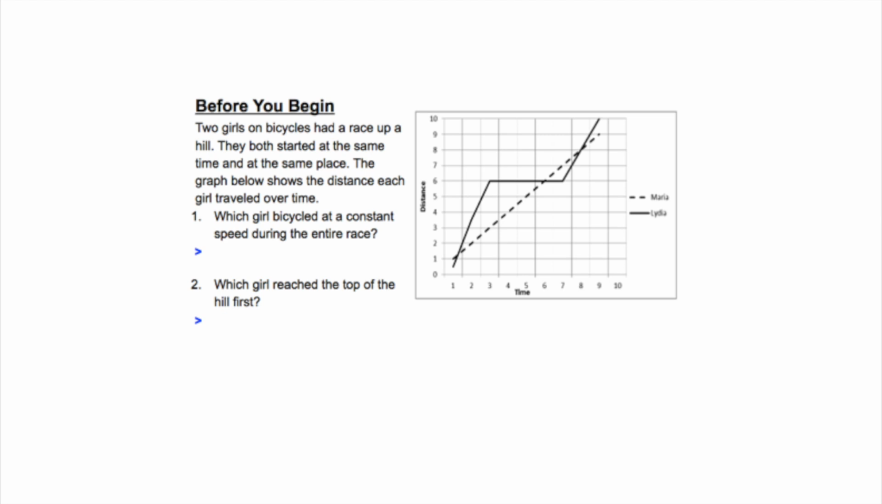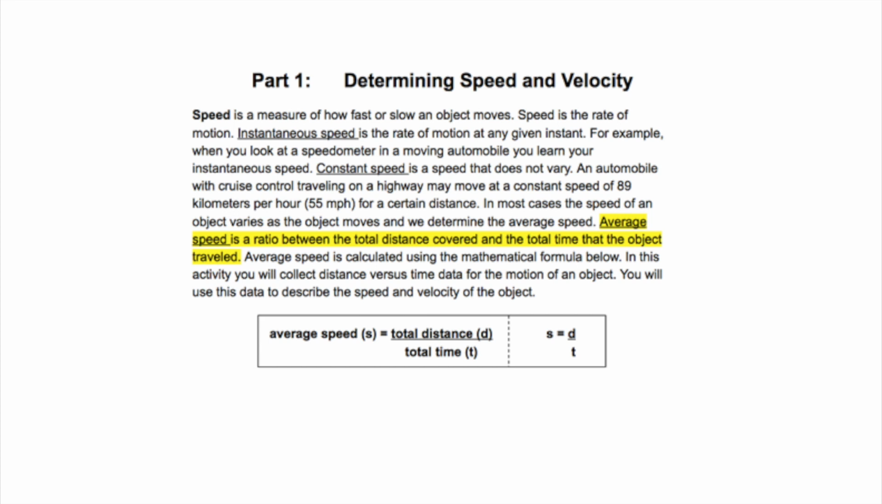Turn to slide 2 and complete the Before You Begin activity. Now read the introduction to part 1, noting the definition of average speed.